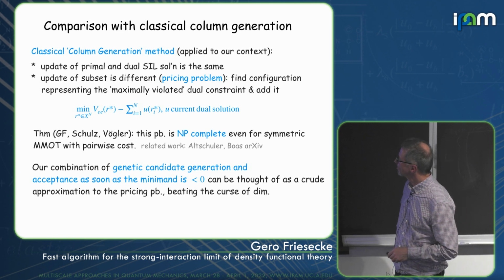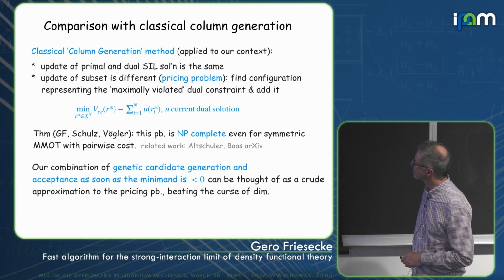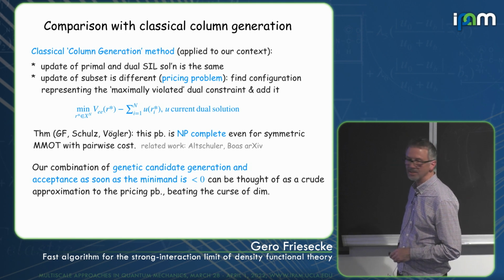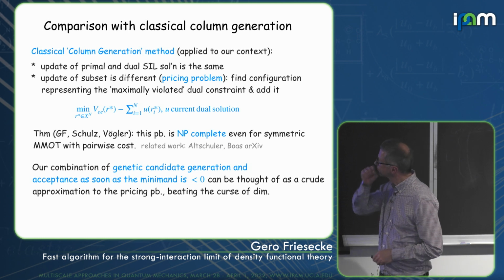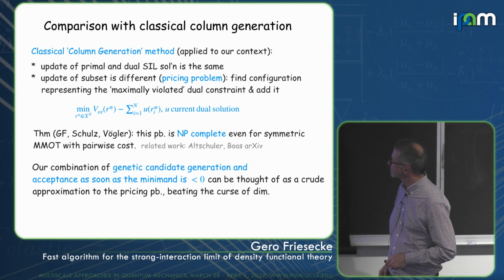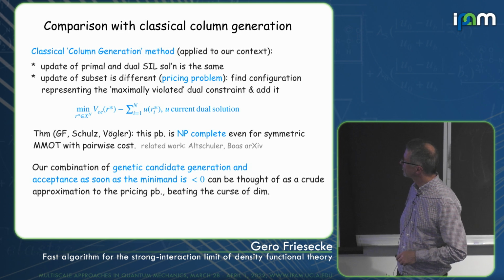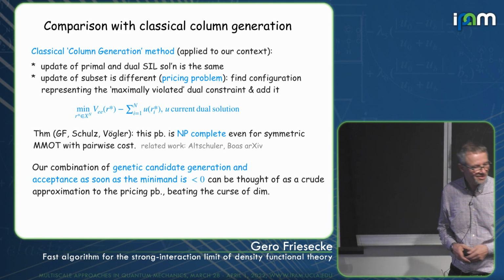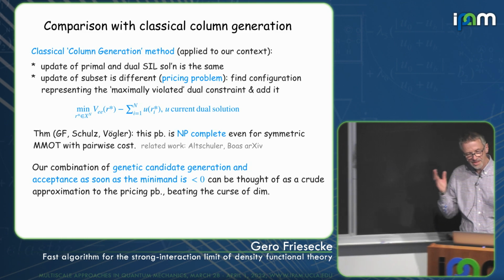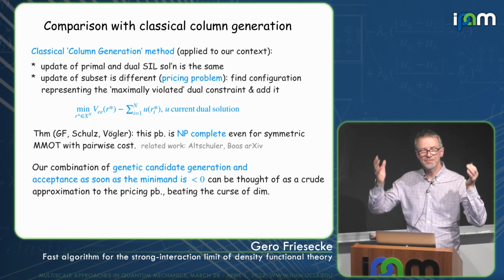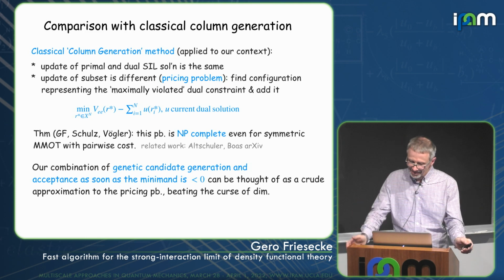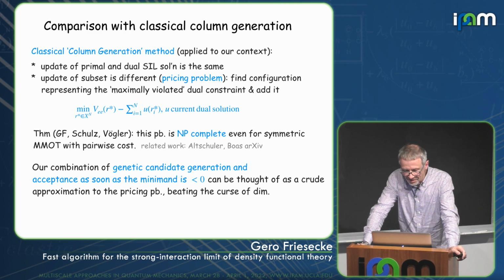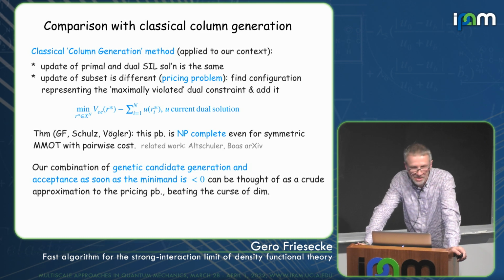Actually, related work on the NP completeness, independent from us, was done recently by Altschuler and Boix. Very nice work, so they have similar results on the NP completeness. And so the combination of genetic candidate generation and then acceptance at a pretty minimal criterion, as long as this thing becomes negative, is a crude approximation to the pricing problem, and that's kind of what beats the curse of dimension.